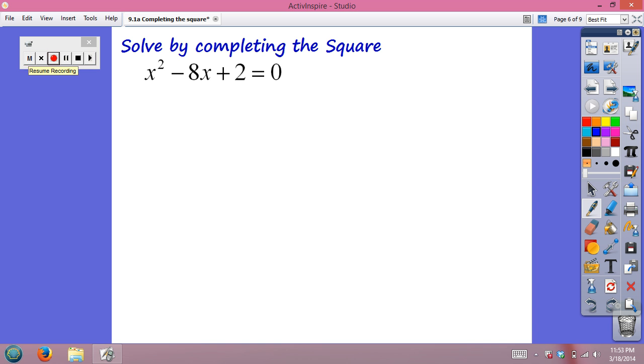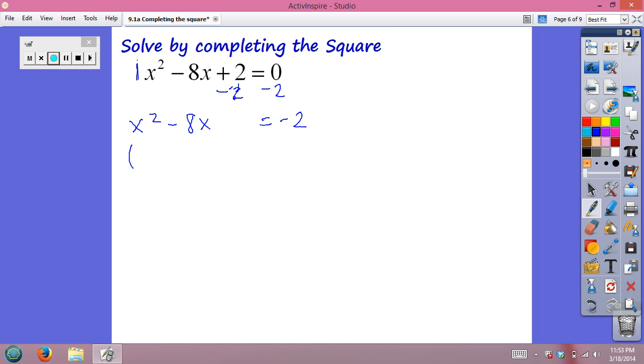The first step, remember, is to move c to one side of the equation all by itself. So we're going to subtract 2 from both sides, and we're going to get x squared minus 8x equals negative 2. The next step is to make sure our leading coefficient is 1, which we see that it is.